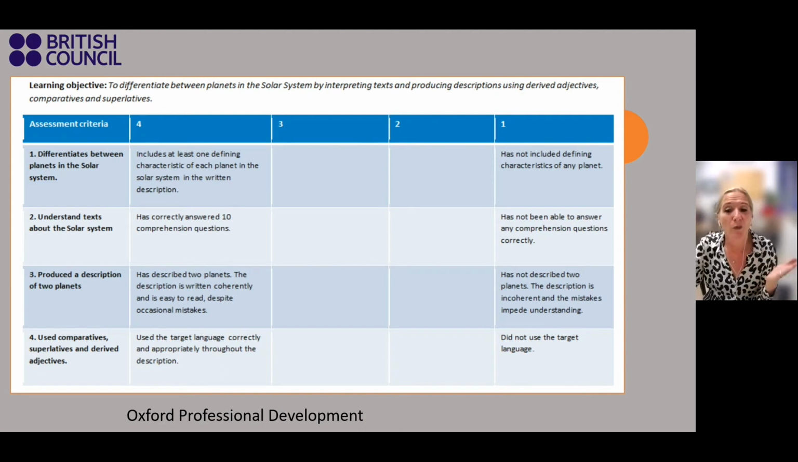Here we have a rubric with the worst possible scenario of a student who hasn't included any defining characteristics of a planet in the solar system, and then the student who will get the highest mark because they've included at least one defining characteristic and they've written their description. Okay, so we could use a rubric.